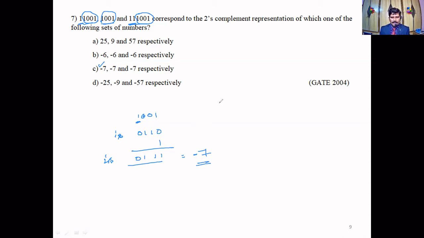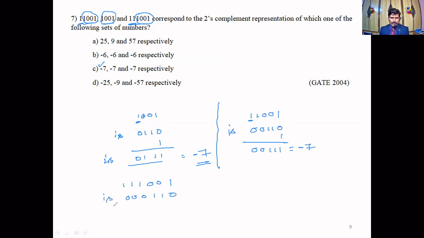Okay, to verify, let us take this 11001, the first number. Now what is the 1's complement of this? 00110 plus 1 gives 00111. This is 7. We know that it is a negative number, that's why minus 7. And take the third number he has given, 111001. What is the 1's complement of this? 000110. What is the 2's complement? You have to add 1.